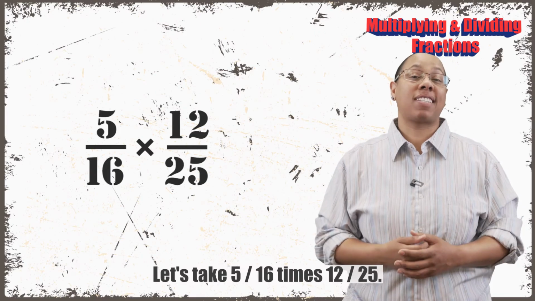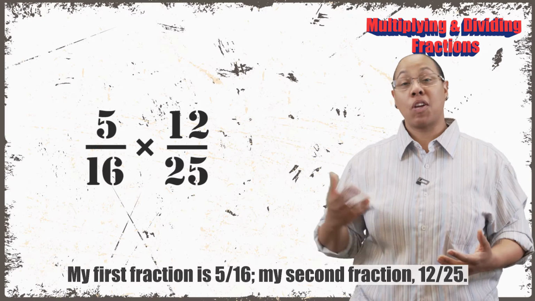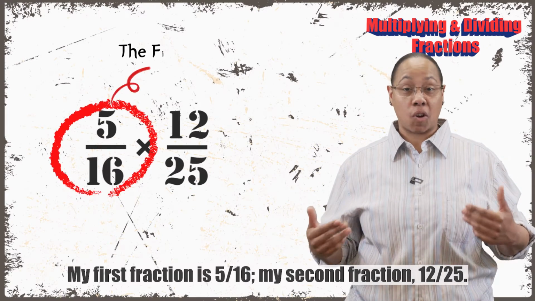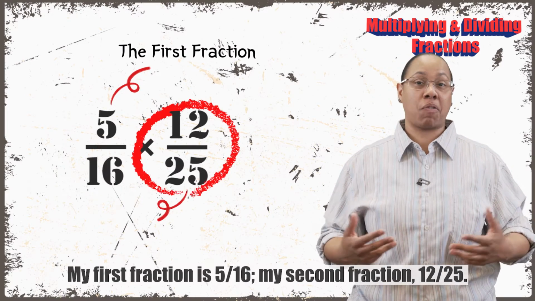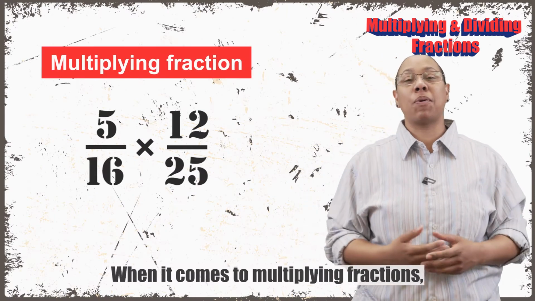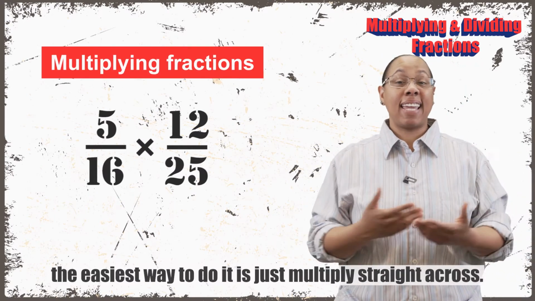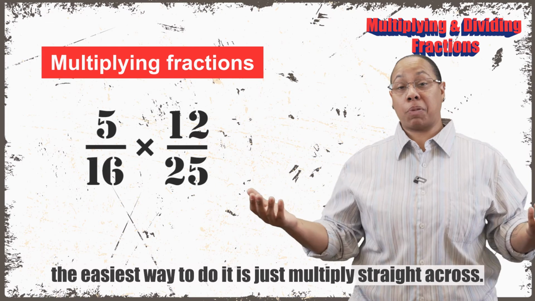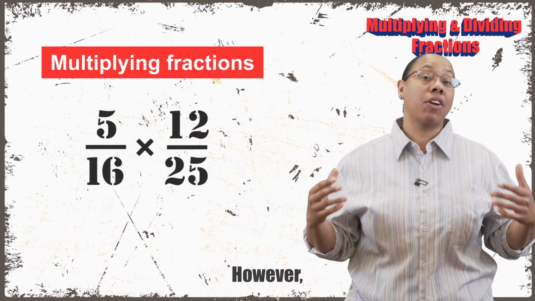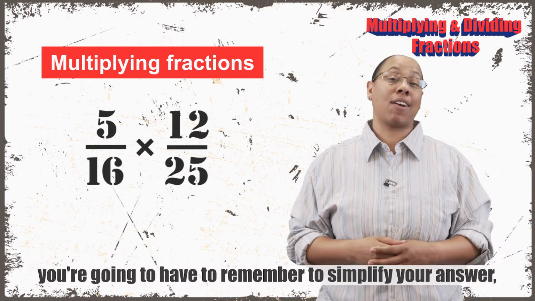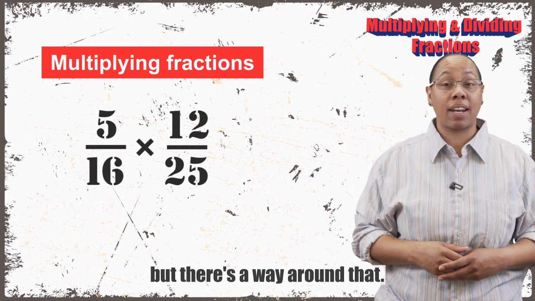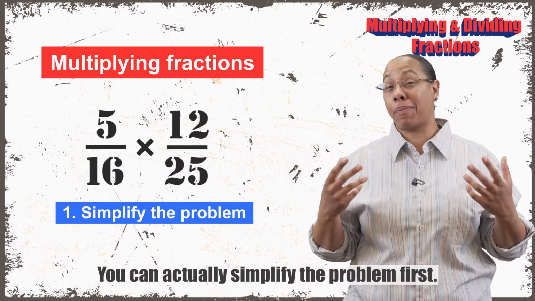Let's take 5 over 16 times 12 over 25. So my first fraction is 5 over 16. My second fraction, 12 over 25. When it comes to multiplying fractions, the easiest way to do it is just multiply straight across. However, you're going to have to remember to simplify your answer. But there's a way around that. You can actually simplify the problem first.